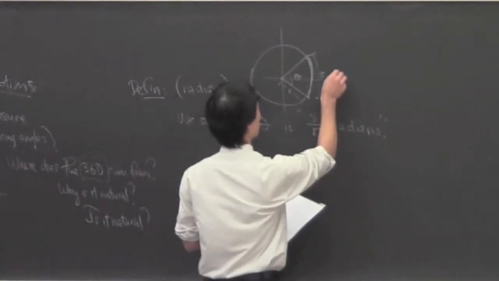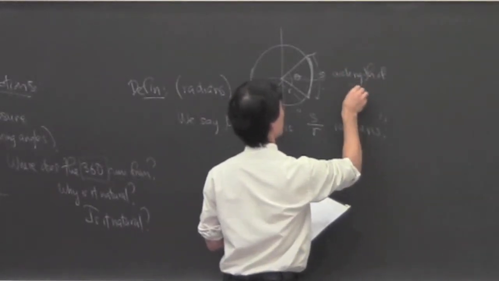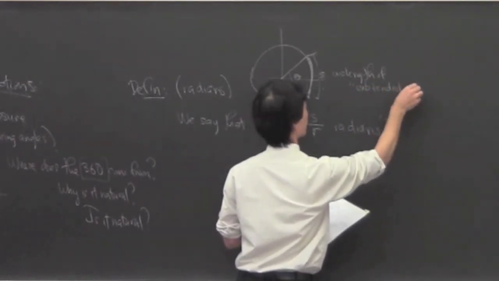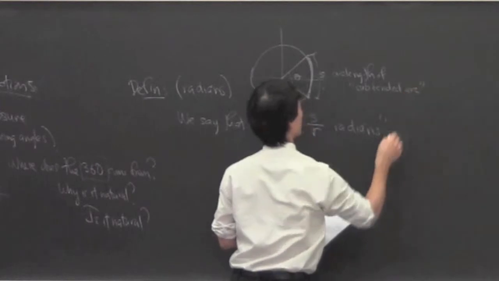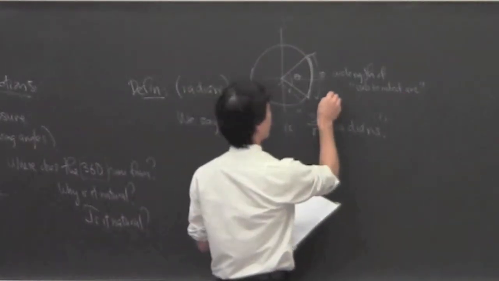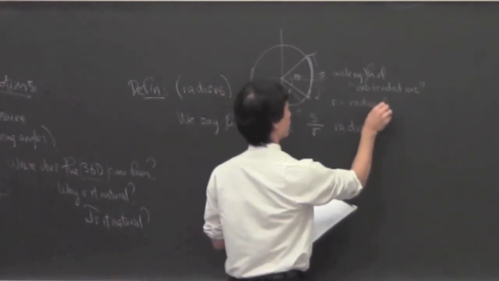Right, so this s is the arc length of the subtended arc, right, of the arc subtended by this angle, and r is the radius of the circle.